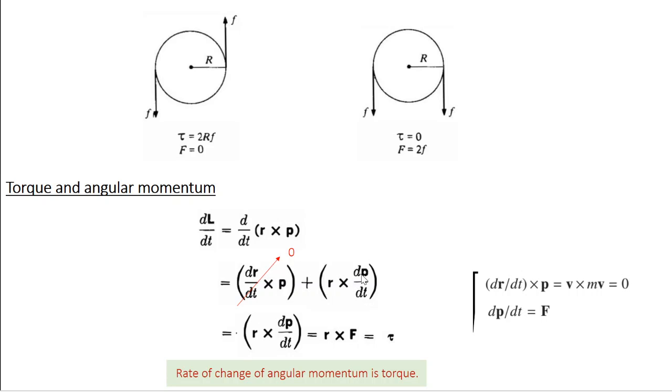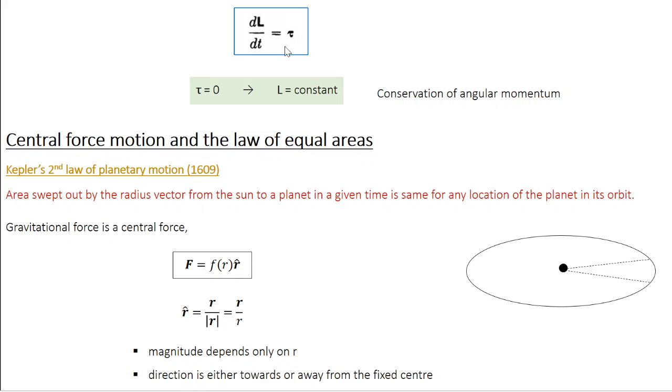What about the second term? dP by dt, the rate of change of momentum, is nothing but force, right? This is what Newton's second law tells us. So you have r cross F, which is nothing but your torque. So torque is nothing but the rate of change of angular momentum. So you can write torque tau equal to dL by dt.